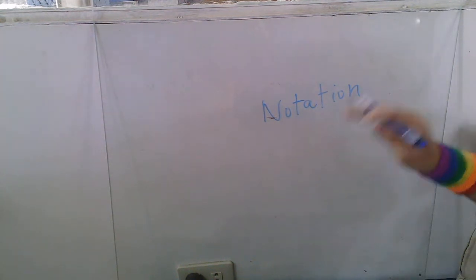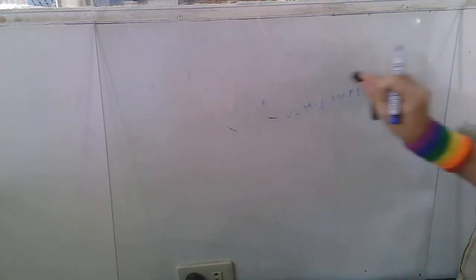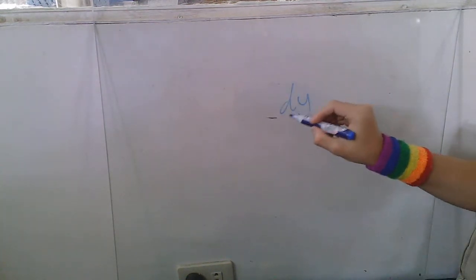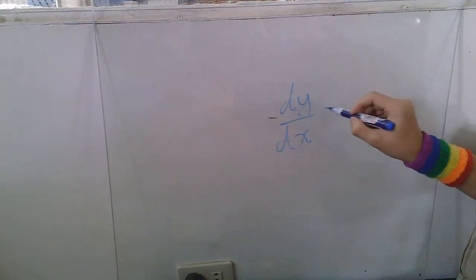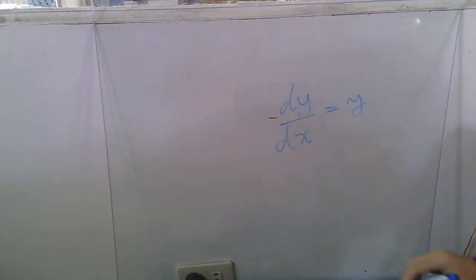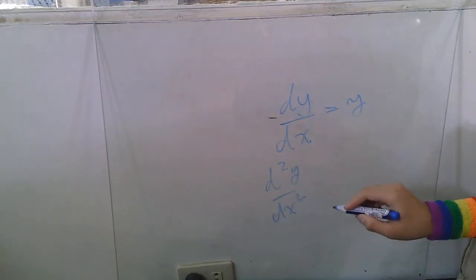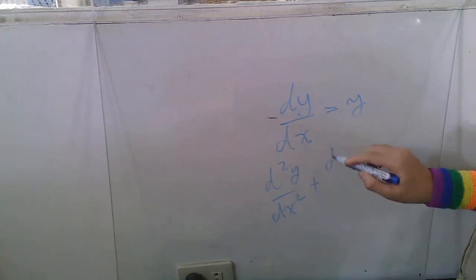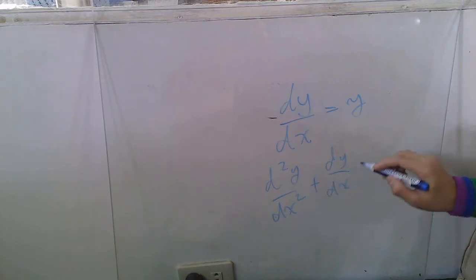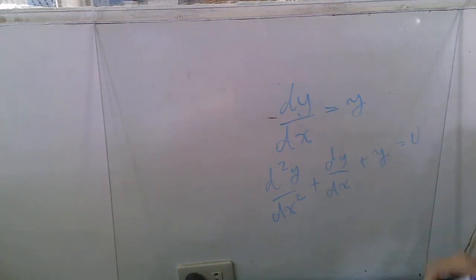As I said in the previous lecture, we are going to be dealing with differential equations. dy over dx equals y. Stuff like this. Or stuff like d squared y over dx squared plus dy over dx plus y equals 0. Stuff like that. Differential equations.